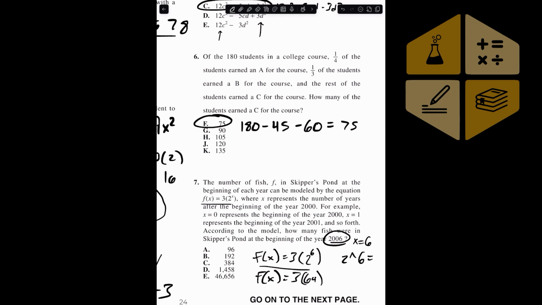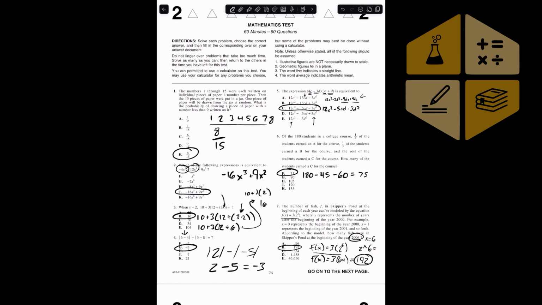That gives us 64. Put that in your calculator, 3 times 64. You're going to get 192. And that's how we know the answer is B. There are 192 fish in that pond.